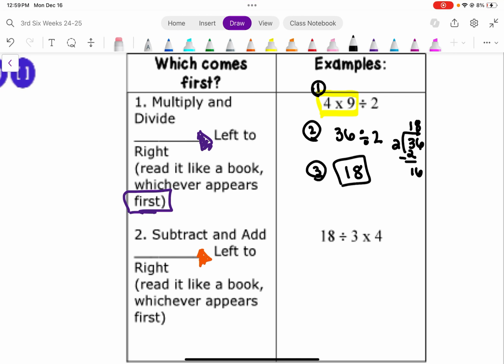Okay. So next we have 18 divided by 3 times 4. Our first step here would be 18 divided by 3. So this was step 1. Step 2 would be dividing, so that would be 6. I'm going to bring down the times 4. And my third step would be 24.